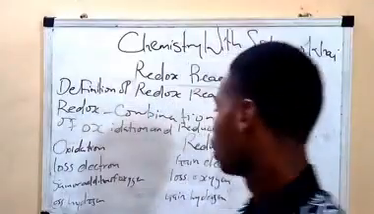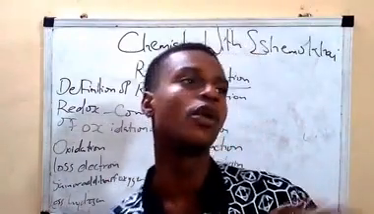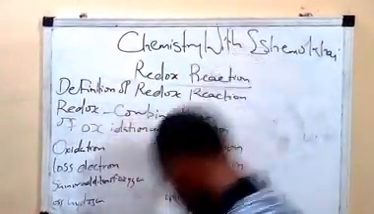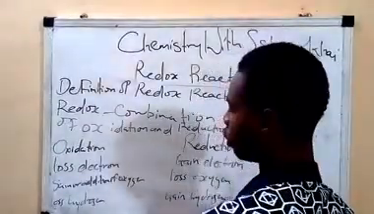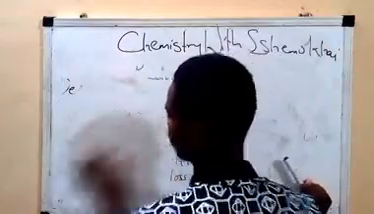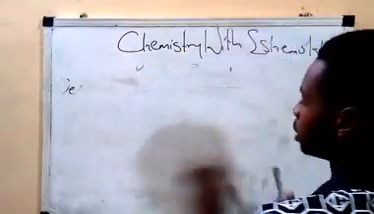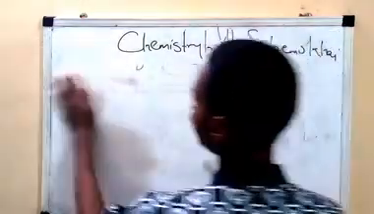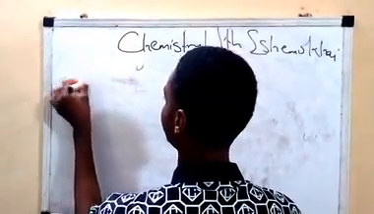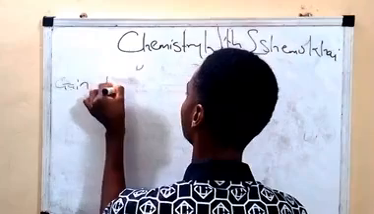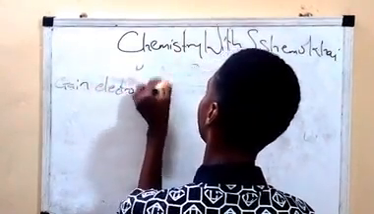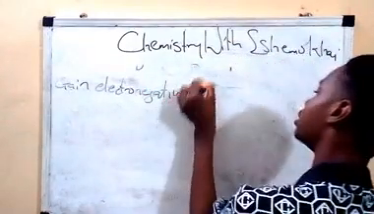Alright? Okay, when you now go into electropositive and electronegative elements, so we can continue this. Electropositive and electronegative elements. In oxidation, it gains electronegative elements.